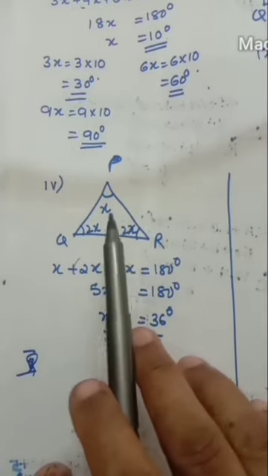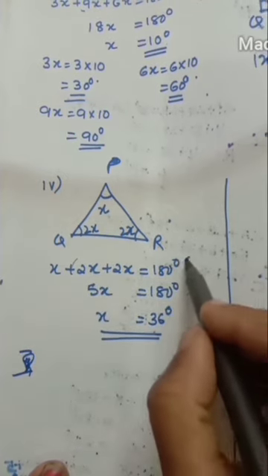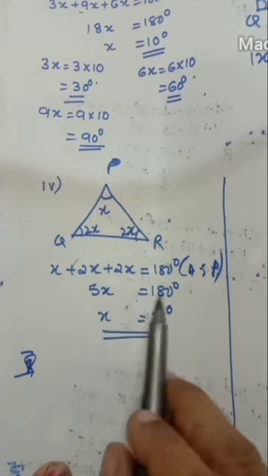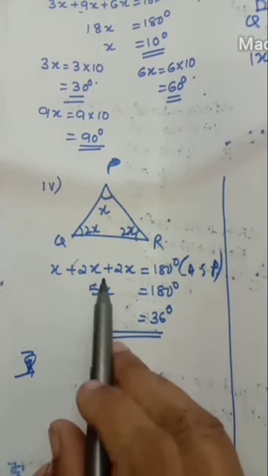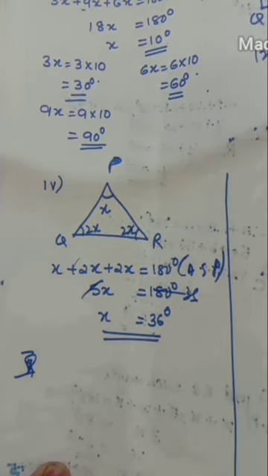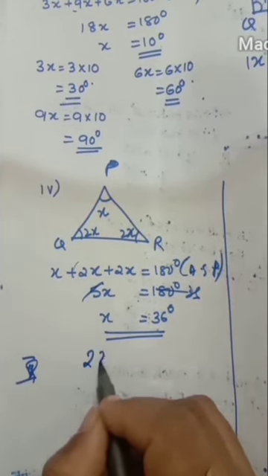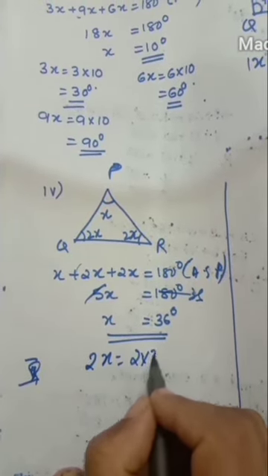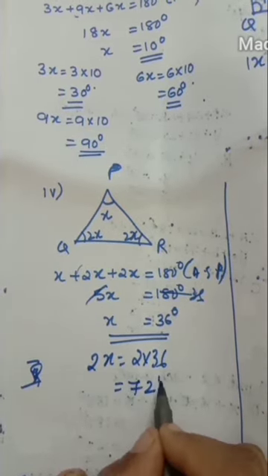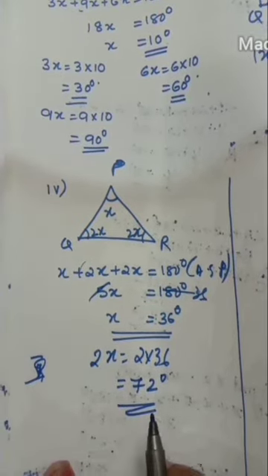Fourth one is x, 2x, 2x, add it and equal to 180 degrees. Angle sum property. So how many x? 5x equal to 180, then x equal to 36. Cut out, you will get 36. Okay, 36 degrees. Then you have to find out 2x. 2x equal to 2 into 36, that is 72 degrees each. Okay, 36, 72, 72.